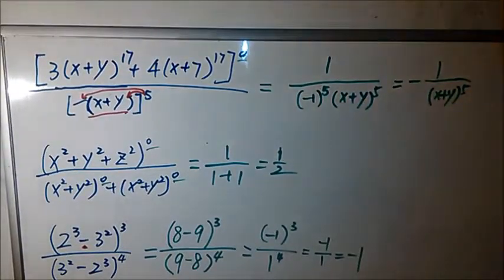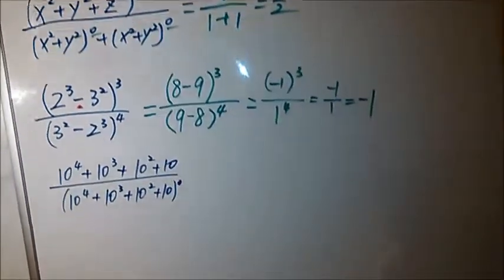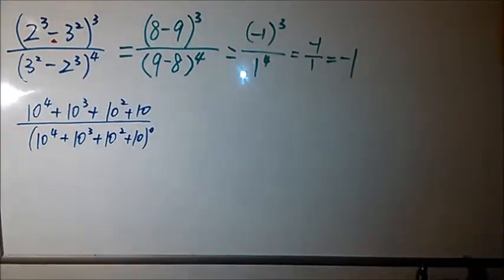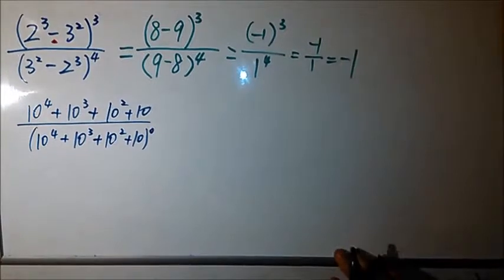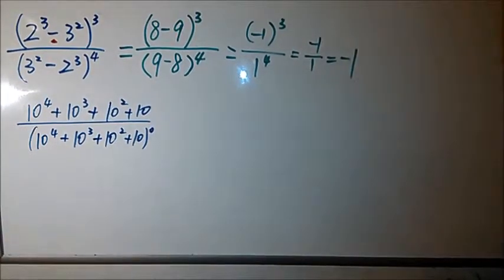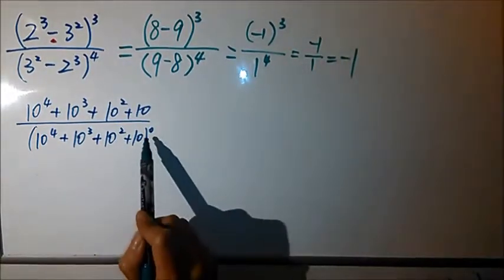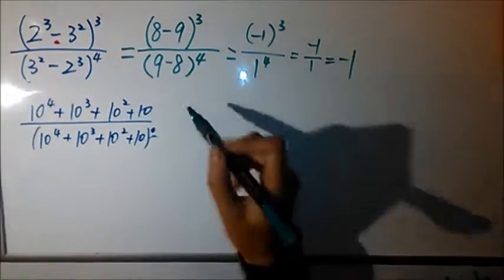Okay. Now, this question here at the bottom. 10 to the fourth plus 10 to the third plus 10 to the second plus 10 divided by that whole thing on the bottom to the power of 0. Remember, anything to the power of 0 is 1. So our denominator will be equal to 1.